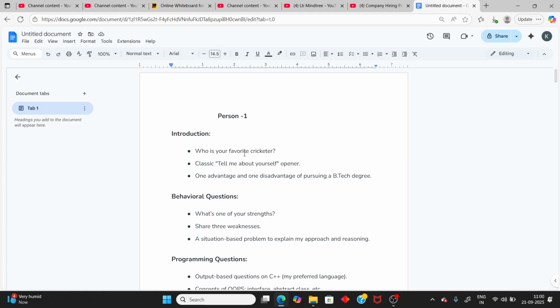Like person one: what is your favorite cricketer? Maybe he mentioned a hobby as cricket. So they can ask, if you mention a hobby as a game, what game do you play?